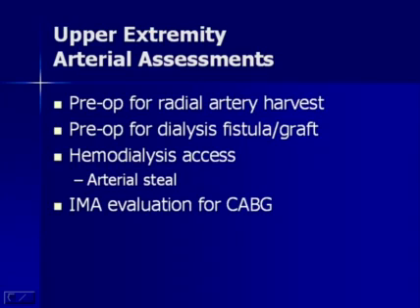Certainly a large one is the evaluation of the radial artery prior to harvest for CABG. We can also evaluate the radial brachial arteries prior to the creation of a dialysis fistula. We'll also be asked to evaluate those dialysis fistulas, which is a topic for another discussion. And although less commonly, we may even be asked to look at the internal mammary artery, or IMA, in folks prior to having a CABG.